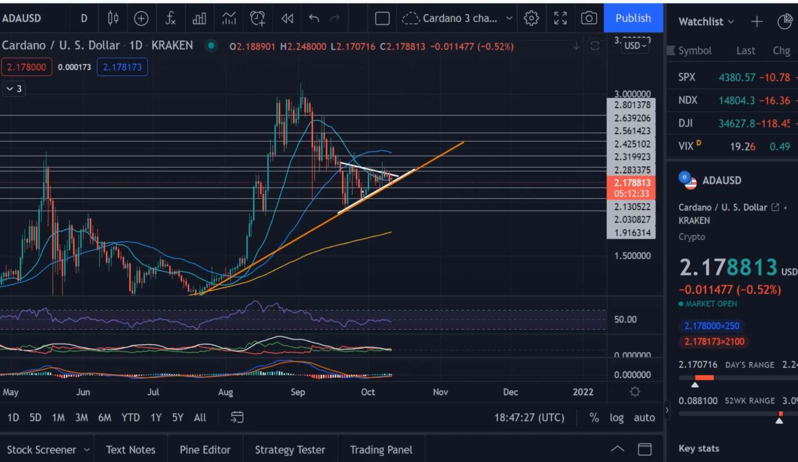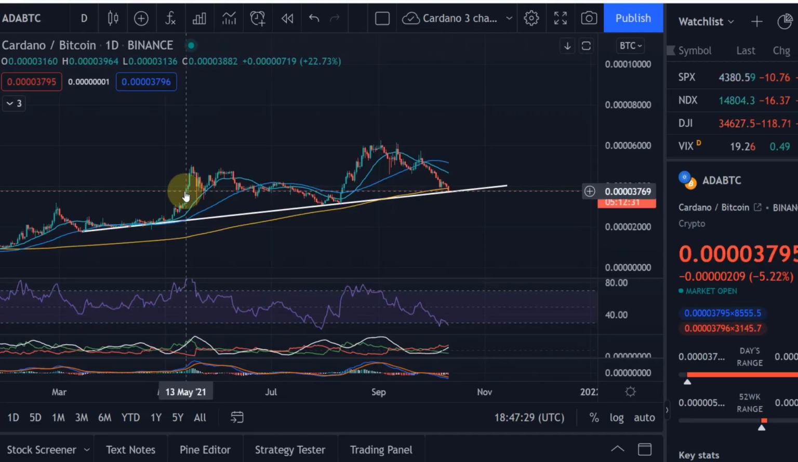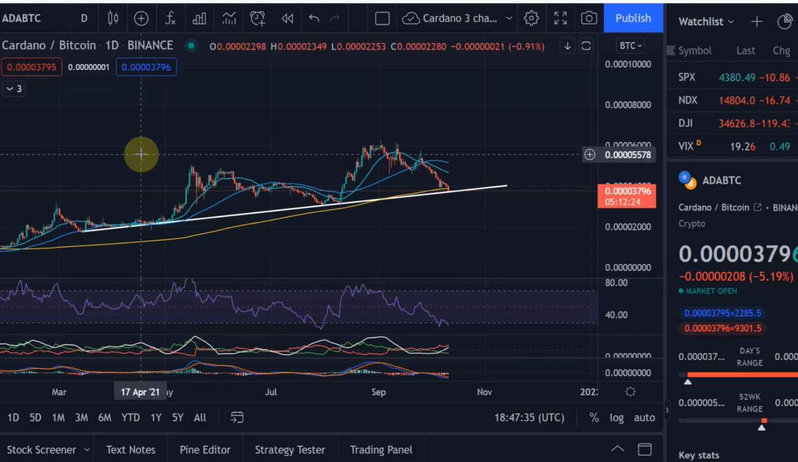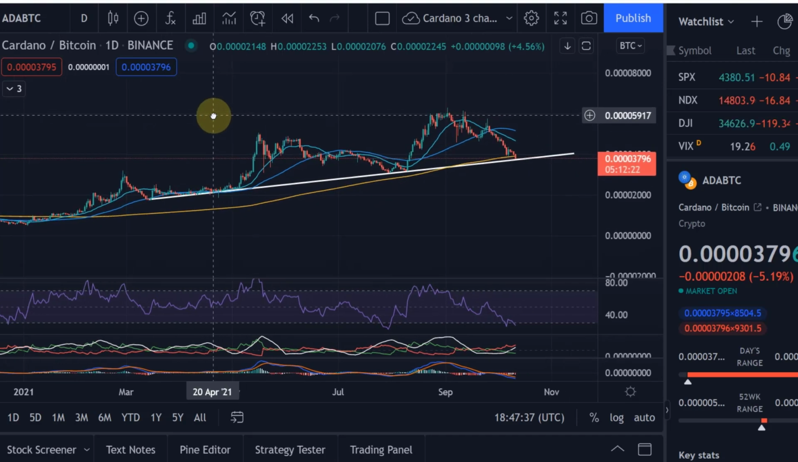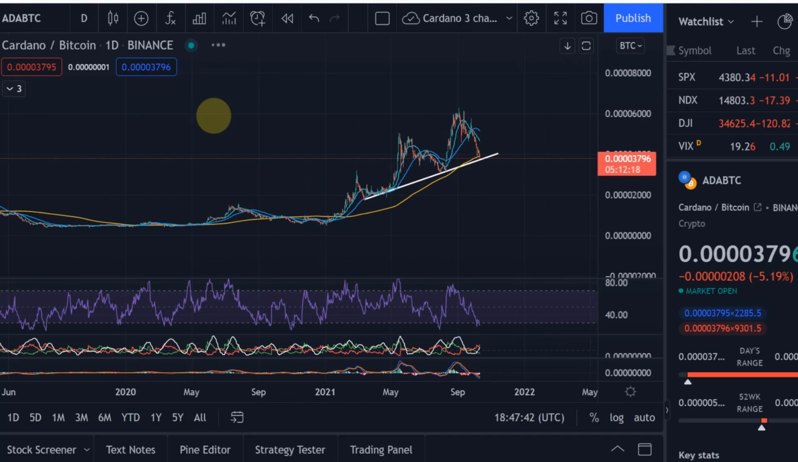But before we talk any more, let's go to the ADA BTC chart. To be honest, I've kind of neglected this chart before. I haven't really paid a lot of attention to it, but I think it's holding some very nice and interesting developments for us. This is the daily chart, it comes from Binance.